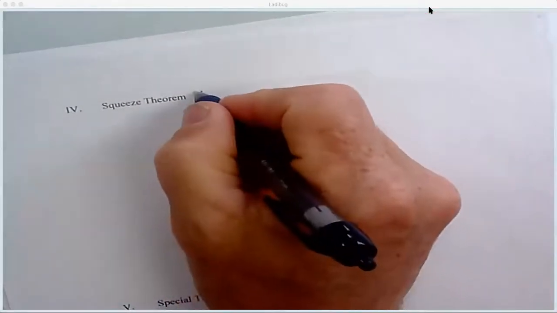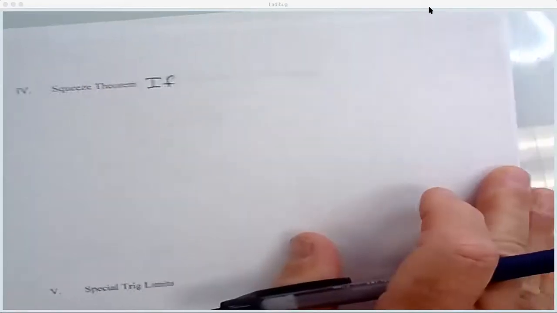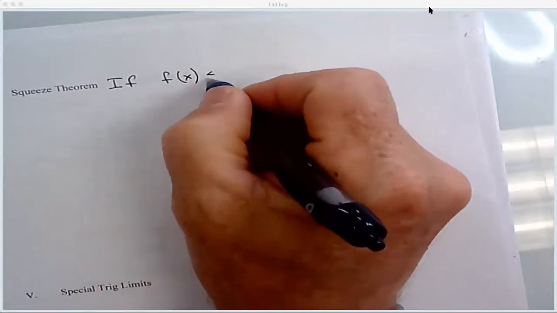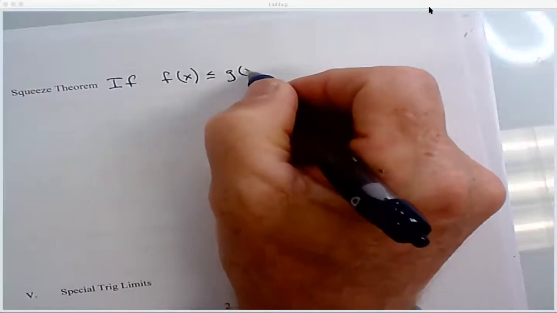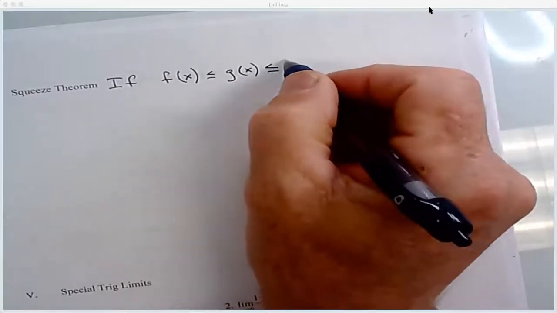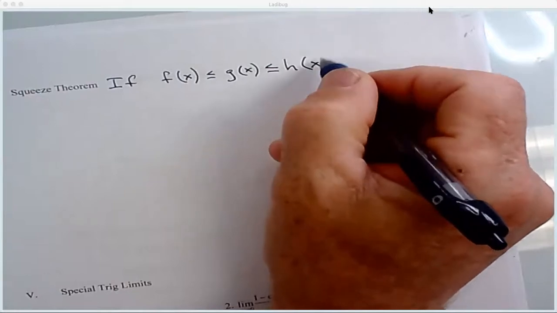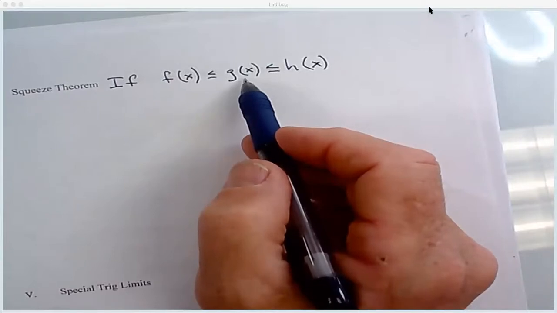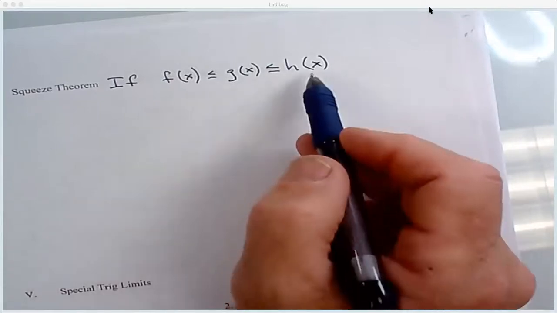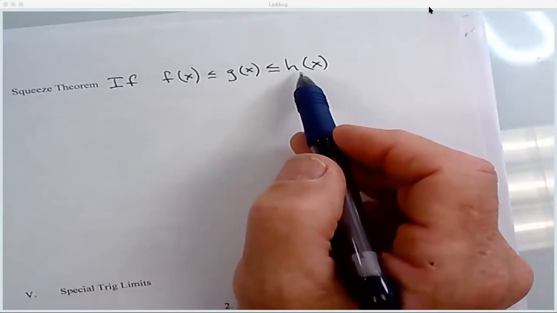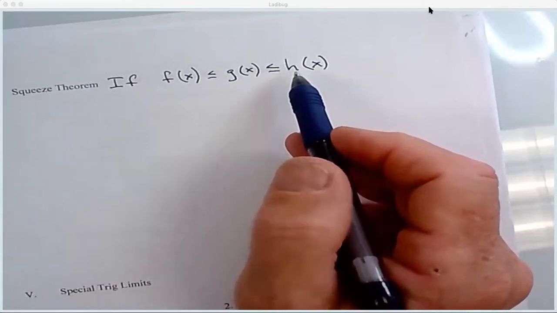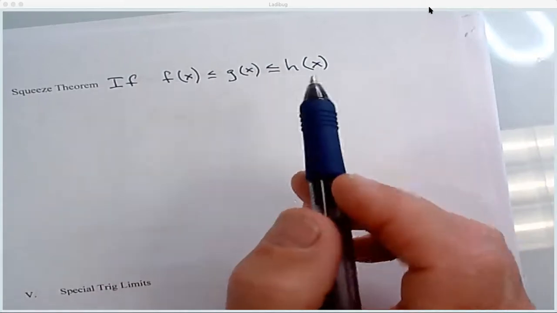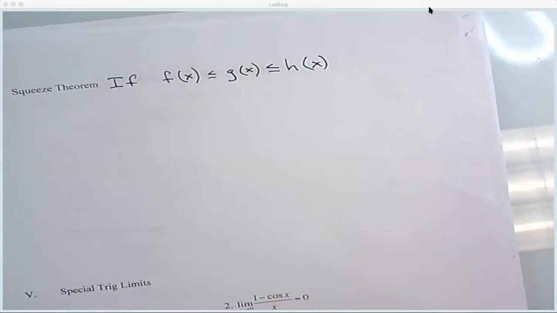So the squeeze theorem says this. If you have three functions, f of x, g of x, and h of x, so the y values you get from f are less than or equal to the y values you get from g, which are less than or equal to the y values you'd get from h. Does everybody understand that? So if I graph this, this graph will be above g, which will be above f. Does that make sense? I will show you a picture in a bit.